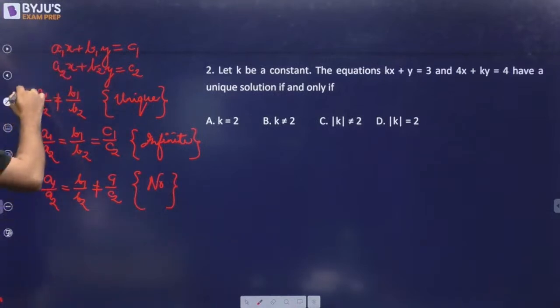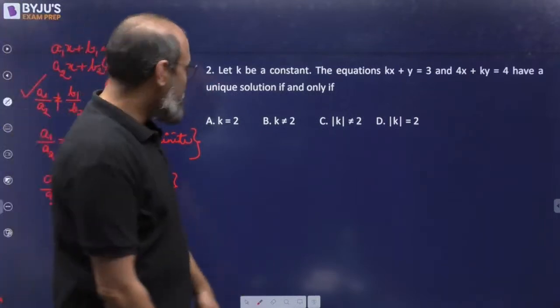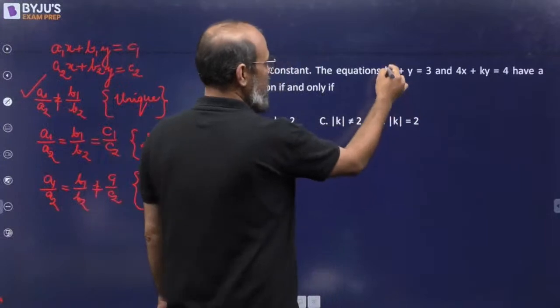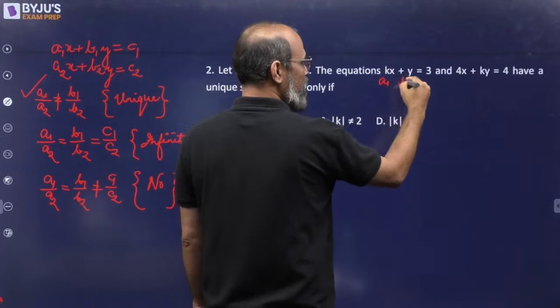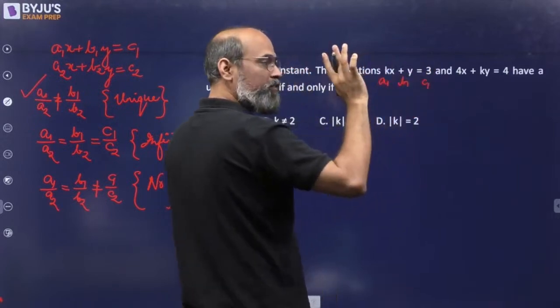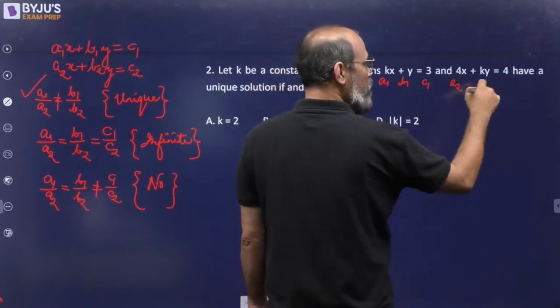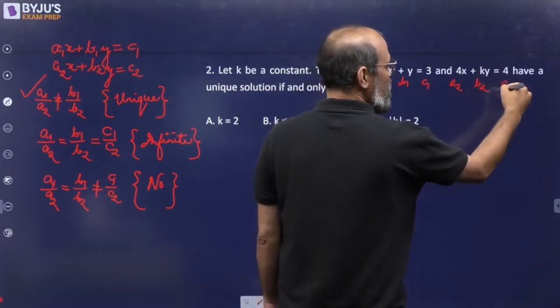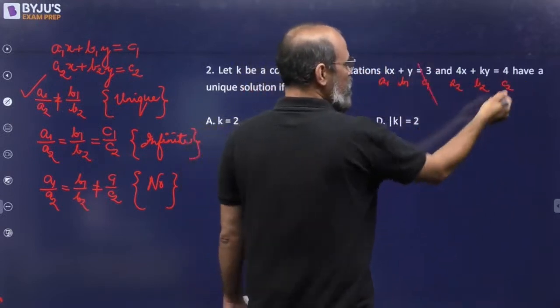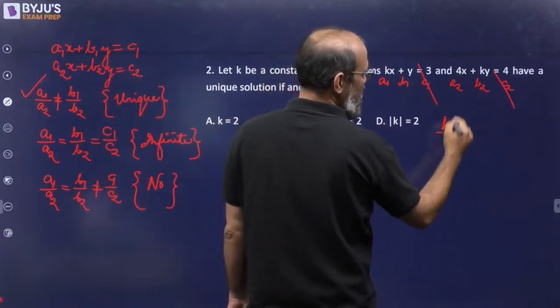Right now, the question is talking about this scenario, right? So if we compare and try to see what is a1, so here K is going to be a1, the coefficient of x, the coefficient of y is b1, and c1 is the constant term, here 3. 4 is a2, the coefficient of x, the coefficient of y, which is K, this is equal to b2, and this is equal to c2. c1, c2 have nothing to do with this, right? So we need to have K upon 4.